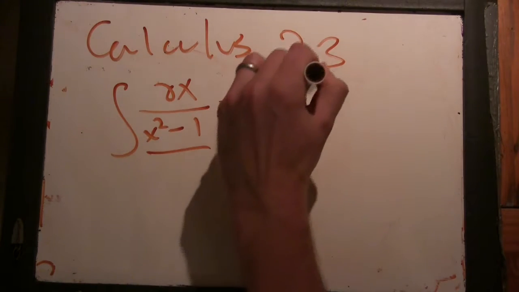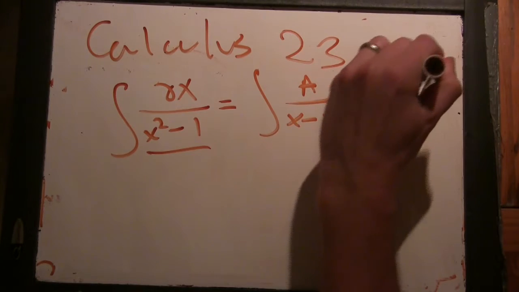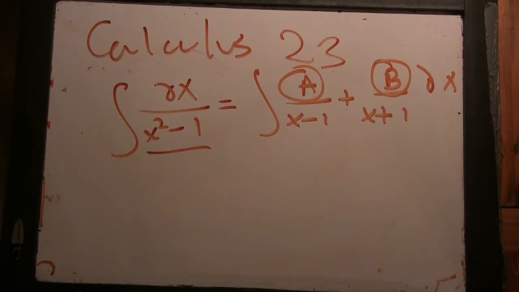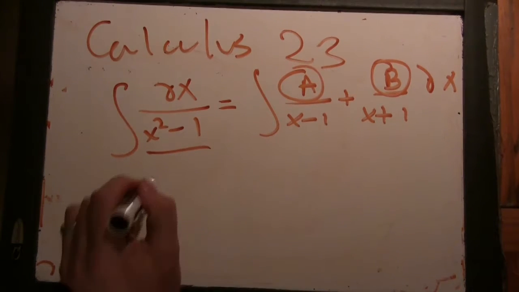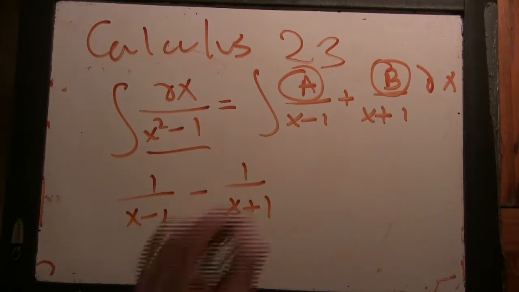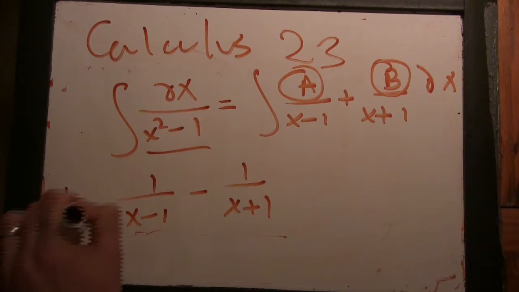could split this into pieces, a over x minus 1 plus b over x plus 1 dx, where a and b are constants. We can try to see if we can solve for what a and b are. And I think it turns out one of them is a half, one of them is minus a half. So I think this is 1 over x minus 1 minus 1 over x plus 1. That would always be positive as long as x was bigger than 1. So that's right, a half outside.